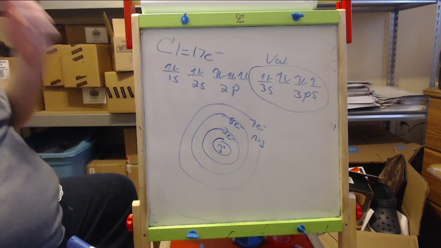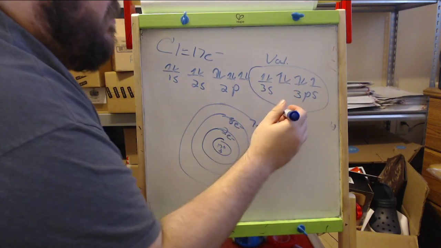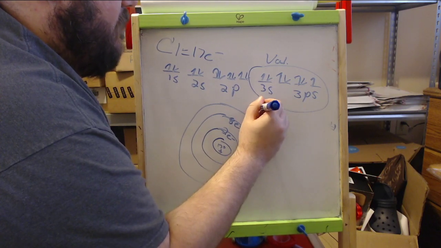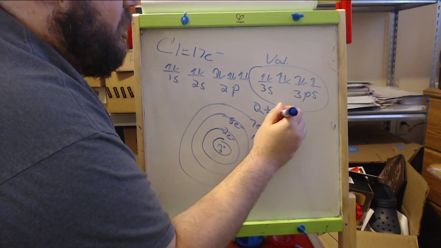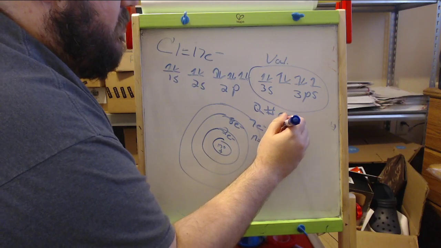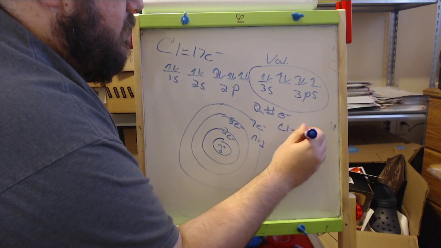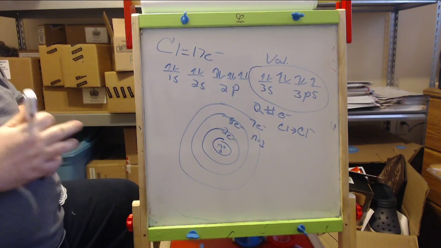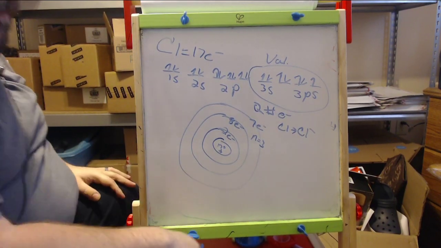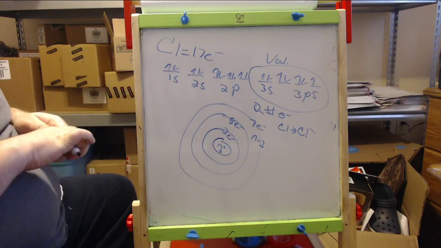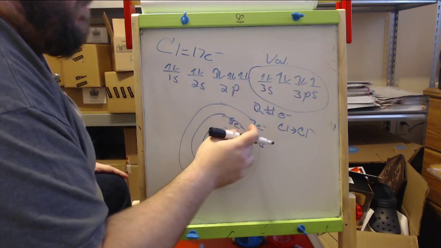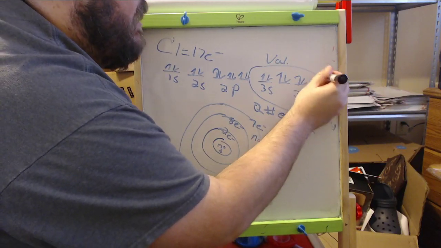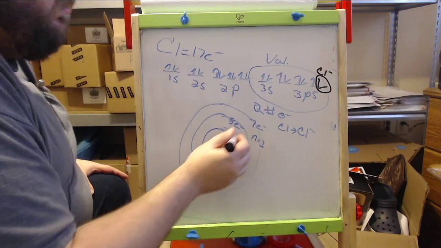Now, if the question said, what are the quantum numbers, I'm just going to put Q number, for the electron that turns chlorine into chlorine minus. So where would that electron go? Well, if I were an electron and I were going to become chlorine minus, the only spot would be in my valence shell. I would go here. This would be the one to make it Cl minus, or to look like argon.